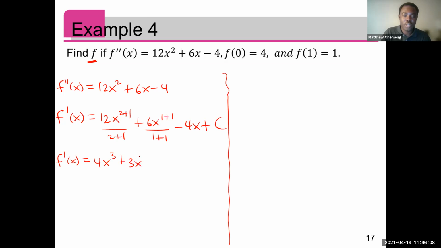So you have 3s squared, then minus 4s plus c. That's f prime. But then the question is asking for f. So you also have to get another antiderivative. So that means we go to f.